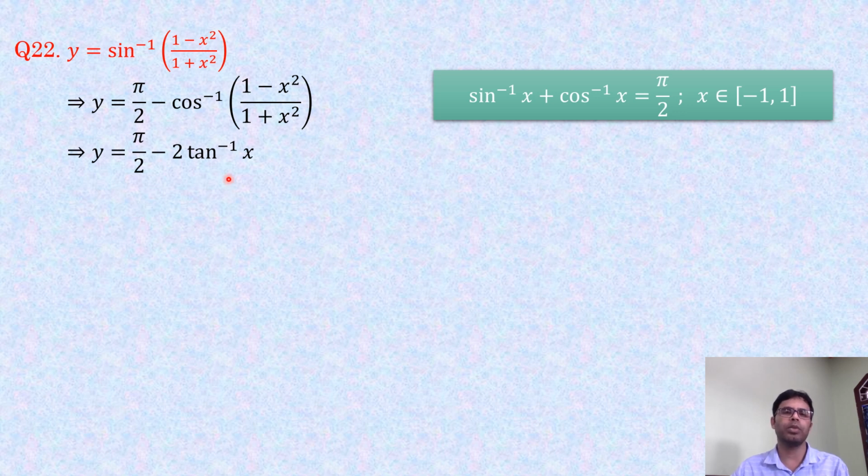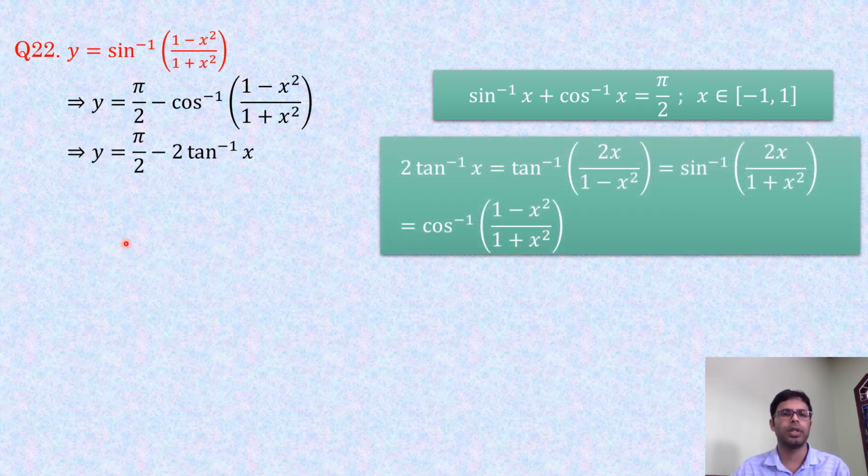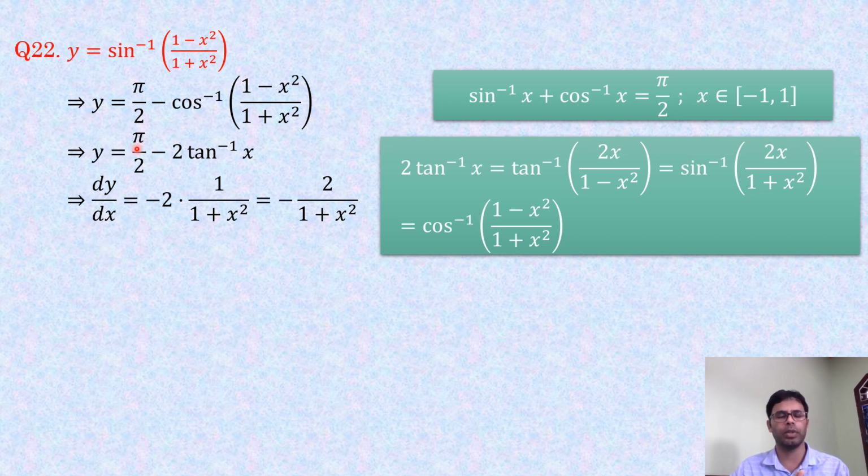So pi by 2 minus 2 tan inverse x. Now just differentiate. This is the formula already I have written here. So dy/dx is equal to, pi by 2 is a constant number, so it will be 0 minus 2, and tan inverse x derivative is 1 by 1 plus x square. So it is minus 2 by 1 plus x square is the result for the question.